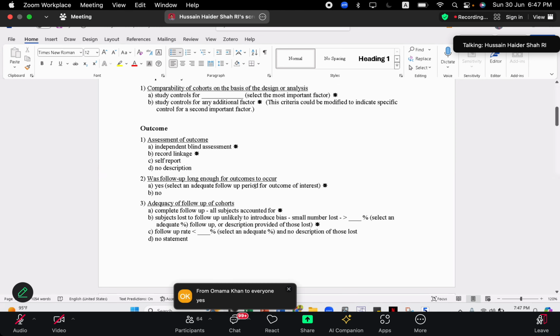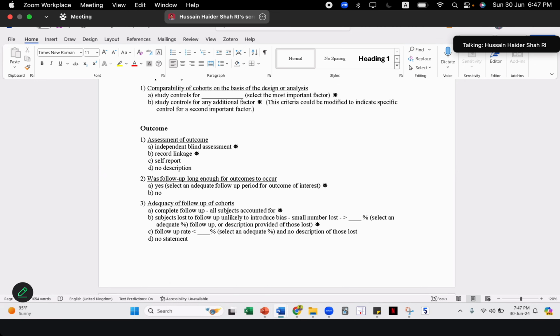Okay, brilliant. The final question is the adequacy of the follow-up of the cohorts. Were there complete follow-ups, that is, did all the participants included in the study have proper follow-up? All of you know that cohort studies are long studies. It takes around 1 to 2 years to complete a cohort study, and most patients don't give proper follow-ups. So if there is a complete follow-up, we give it a star.